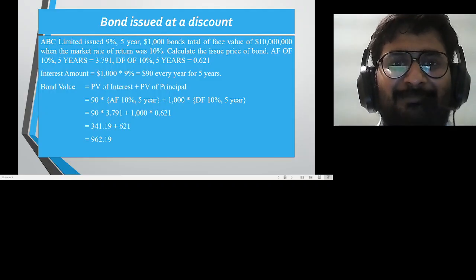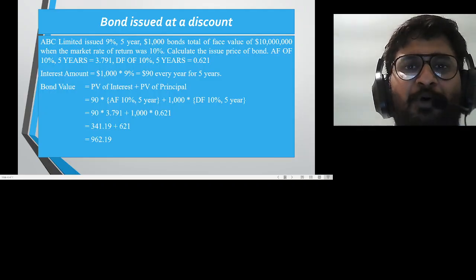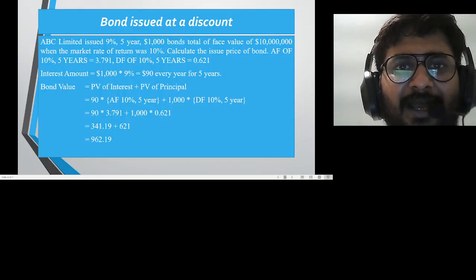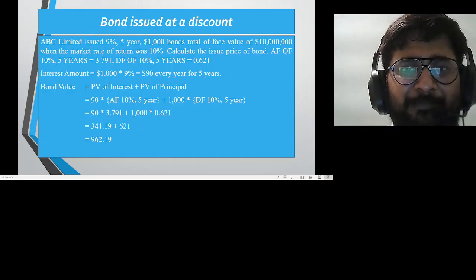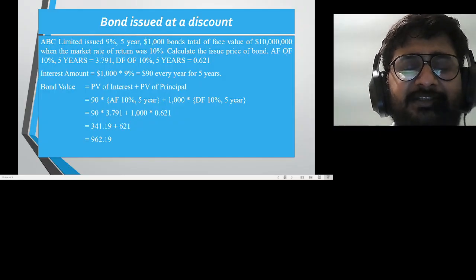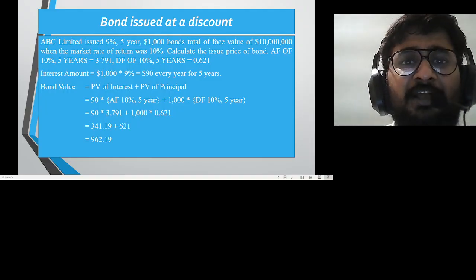Right, now it is less than par value. Now why has the bond been issued at a discount? See, the market does not care what coupon rate you fix for the bond. The market will ensure that everybody earns what similar bonds are offering.